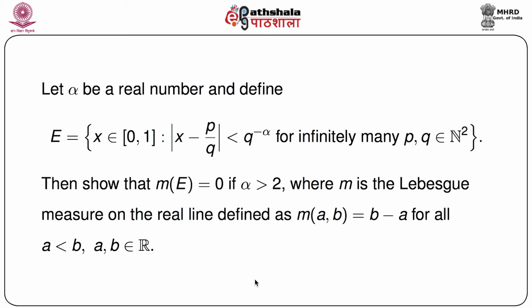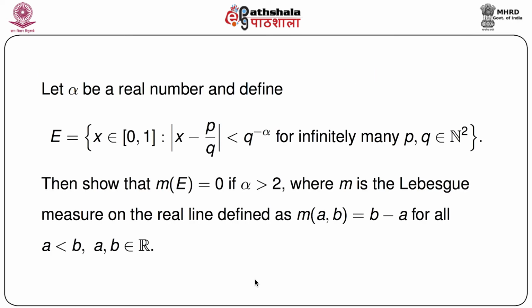Now, whenever we have this infinitely many, at the back of our mind we can think of infinitely often, which is the Borel-Cantelli lemma. So there is a chance that the Borel-Cantelli lemma might be used to solve this problem. Let's see. What is the problem? We have to show that m of E equals 0, where m is the Lebesgue measure on the real line, defined as m of (a, b) equals b minus a for all a less than b, a and b belonging to R.